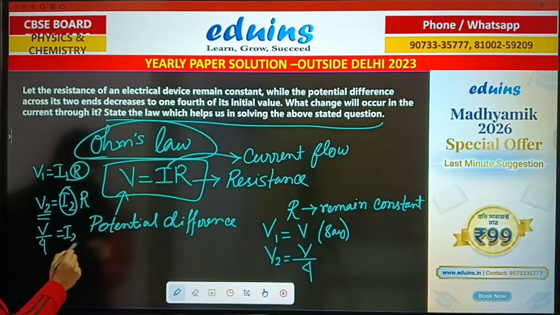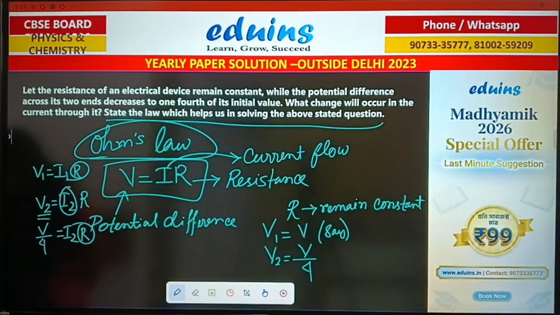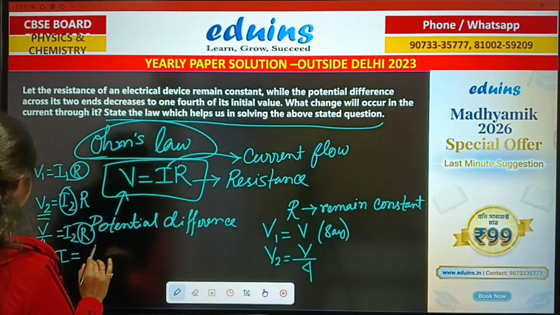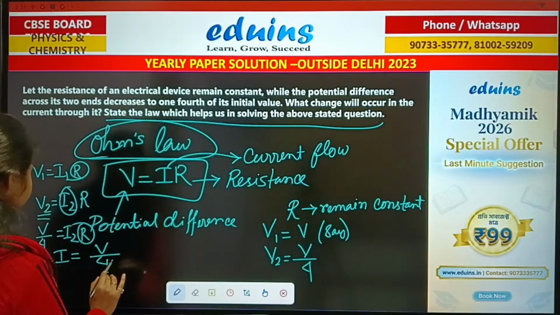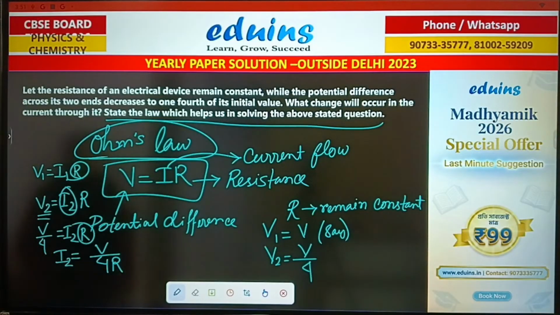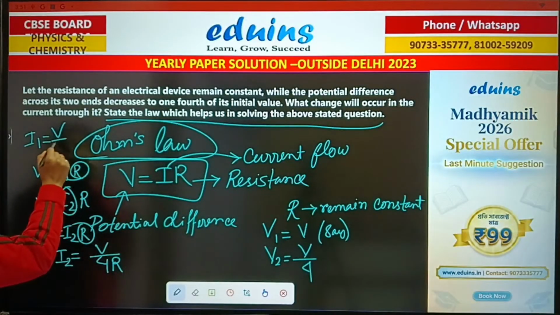Then I2 R is the constant here. So what will be the value of R? So I2 is equal to V by 4R. I2 is equal to V by 4R and I1 is equal to V by R.